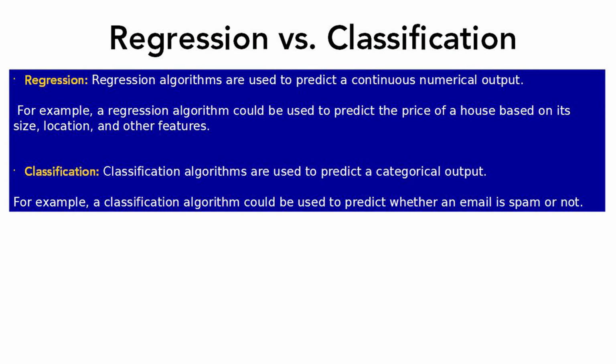In regression, algorithms are used to predict continuous numerical output. For example, it can be used to predict the price of a house based on its size, location and other features. But classification algorithms are used to predict categorical output. It may not be numerical. It may be numerical, but most of the time it produces categorical output.